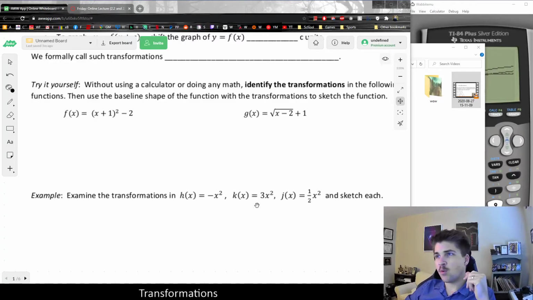In this video, I want to talk about what happens if I multiply or divide or change my function to a negative. How does that affect the graph? And what's the proper terminology for those transformations?